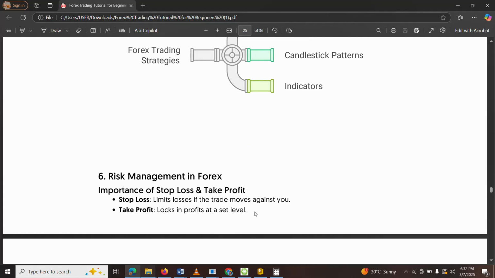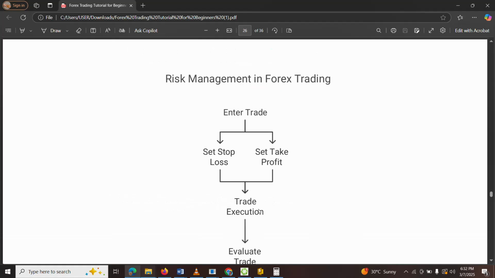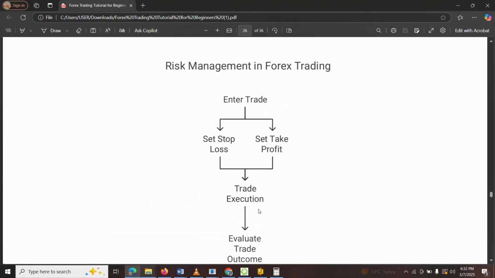Let's say you may say maybe take profit after 20 pips, 50 pips, depending on how you view the market or maybe depending on your analysis. Then something that I may want to add is that it is very important to set stop loss and take profit because that helps you in risk management while doing trading. We have that illustrated there: you enter a trade, you set stop loss, you set take profit, then you do the trade execution, then you evaluate the trade outcome.